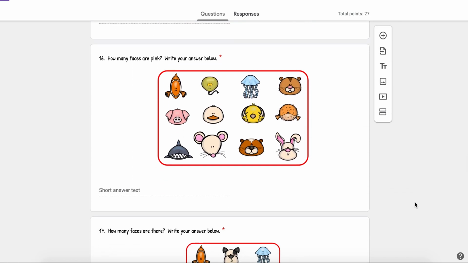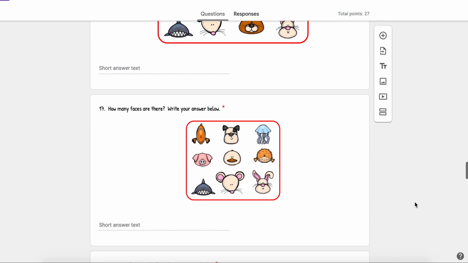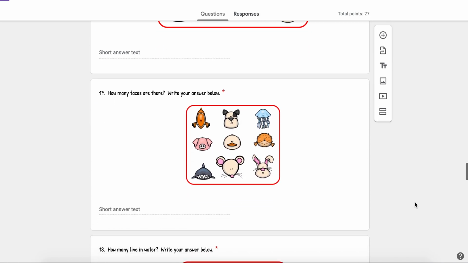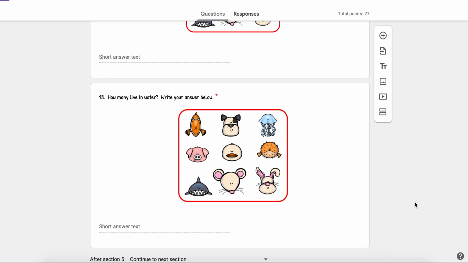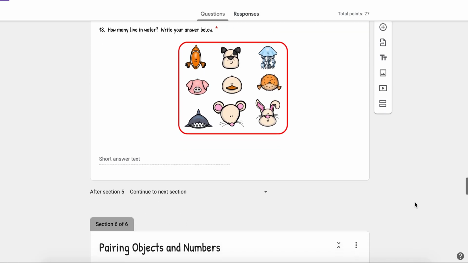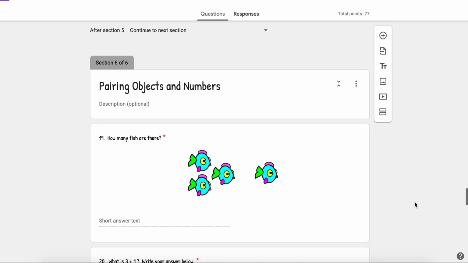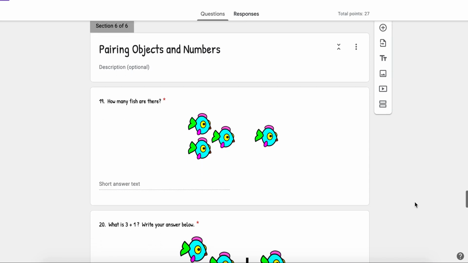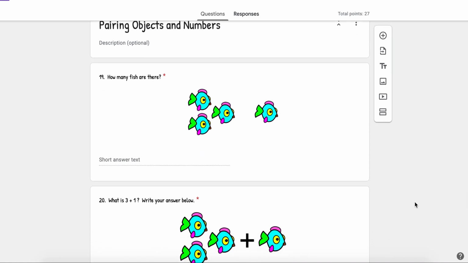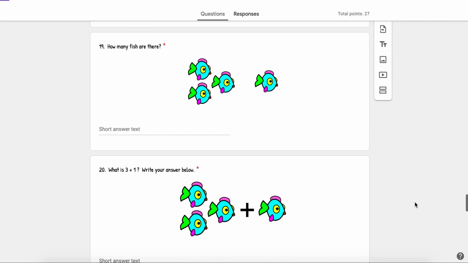How many faces are pink? How many faces are there? And they write their answer below. How many of these animals live in the water? In this sixth section, they're going to pair the objects. So how many fish in total? They can see 3 plus 1, 4.